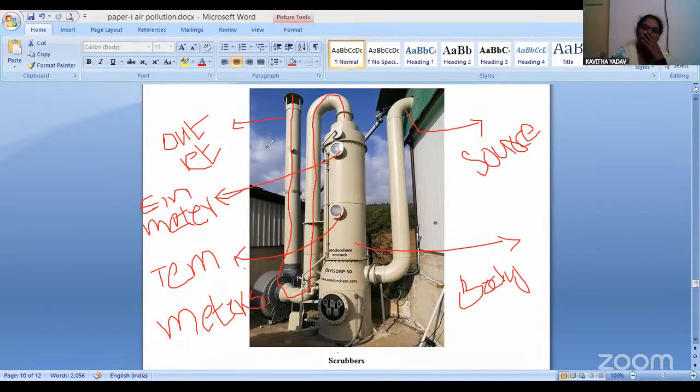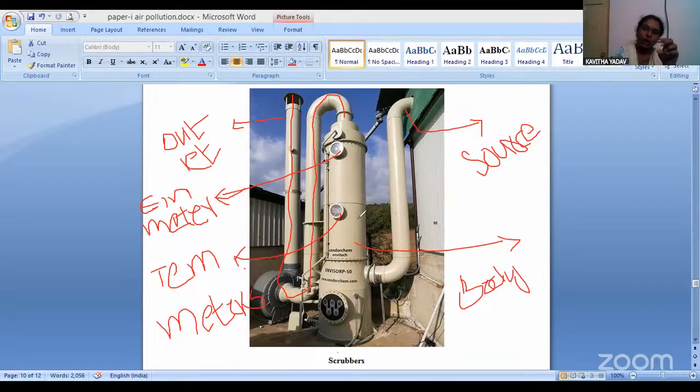After the cleaning of the chemicals, the gas goes through this pipe, then it escapes from this outlet. Okay, this is the emission meter, showing how much emissions will enter into the body. This is the temperature meter, showing the temperature of that particular body of this scrubber.